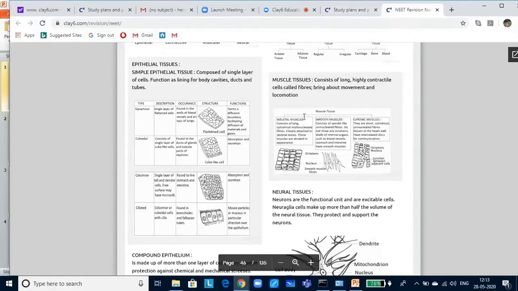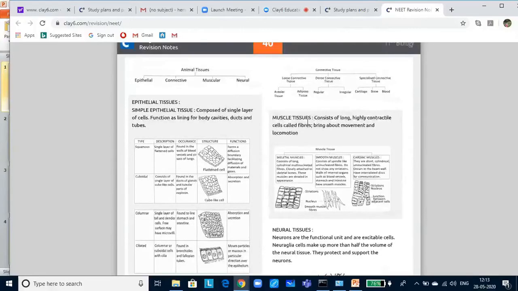Now let us look into today's lesson. With this framework, I'm getting back into today's lesson, structural organization in animals. So, you know, a tissue is a group of cells along with intercellular substances performing a specific function. Animal tissues are classified broadly into 4 types: epithelial tissue, connective tissue, muscular tissue, and neural tissue.